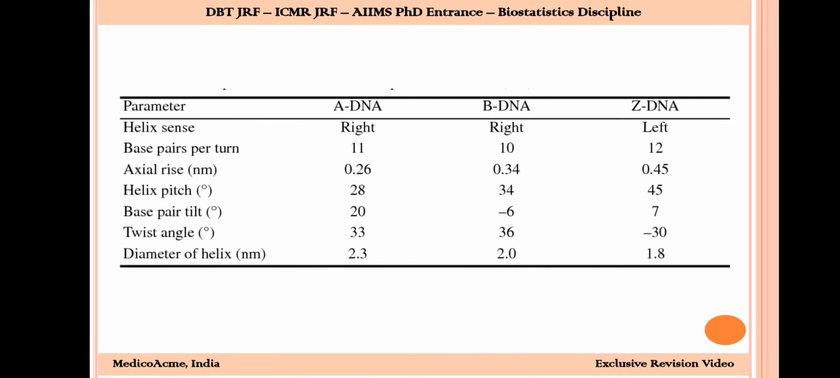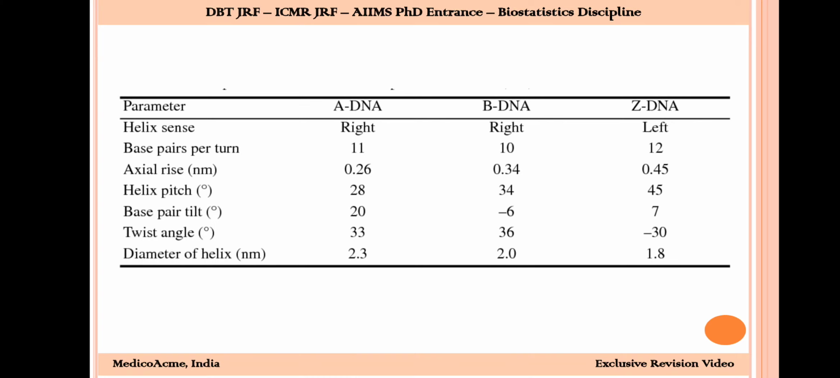Okay guys, let's move ahead, and you can see here the difference between A, B, and Z DNA. A DNA is right-handed, B is right-handed, and Z is left-handed. The second important thing here is the base pairs per turn. In A DNA it is 11, B DNA 10, Z DNA 12. So this becomes very important.